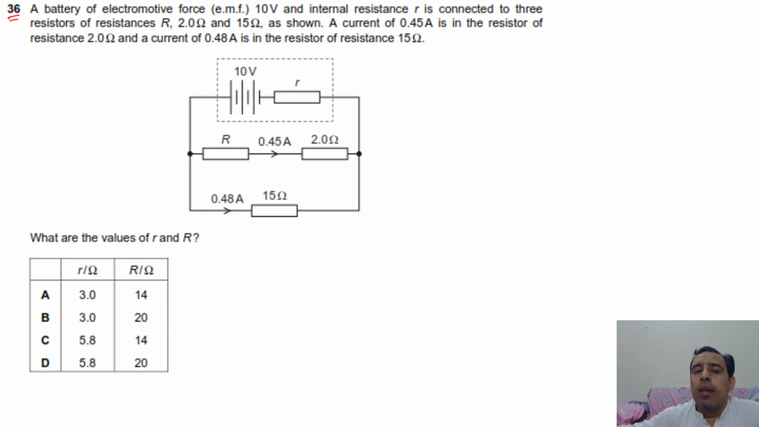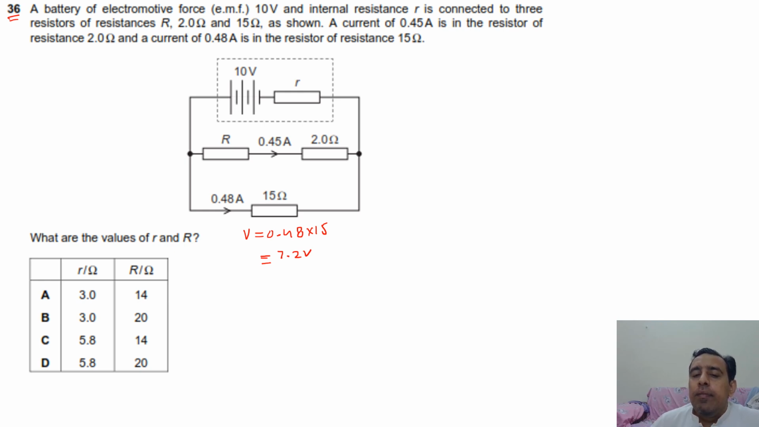look at here. We have a cell, its EMF is, you can say, 10 volt, internal resistance is given, the value of internal resistance, and this resistor R is not known. But you can get the voltage over here, because the terminal voltage is IR. This voltage is 0.48 into 15. So by using the calculator, it is 7.2 volt.